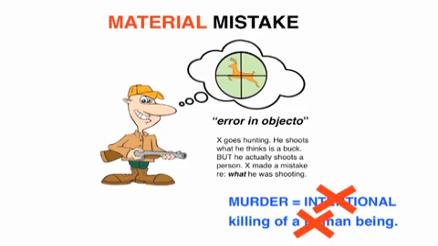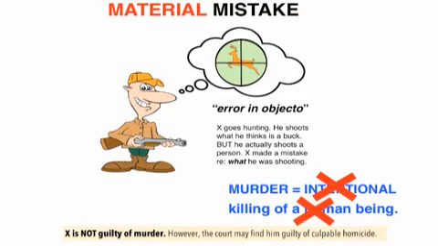This kind of mistake is an error in objecto. X will not be guilty of murder. However, the court might still find him guilty of culpable homicide. Let's look at a non-material mistake.